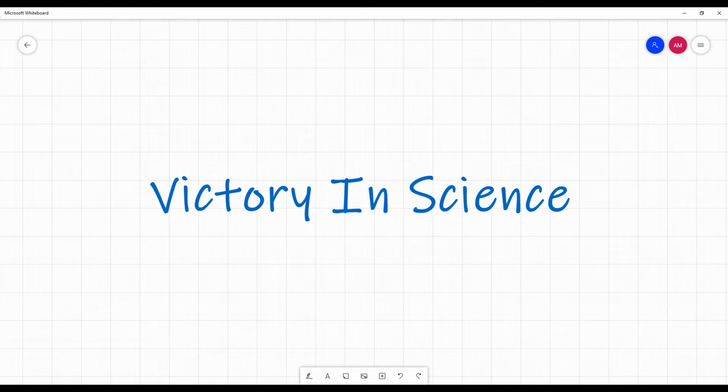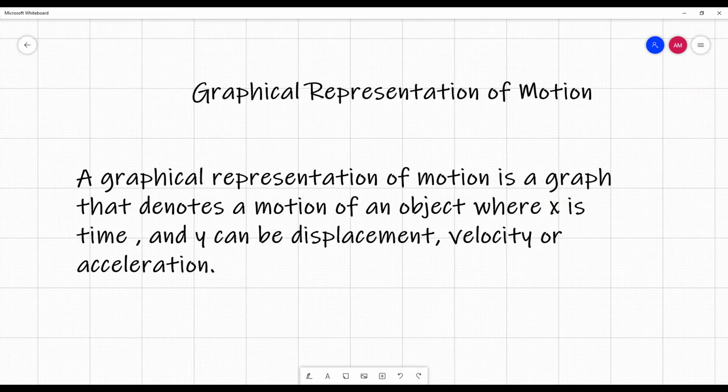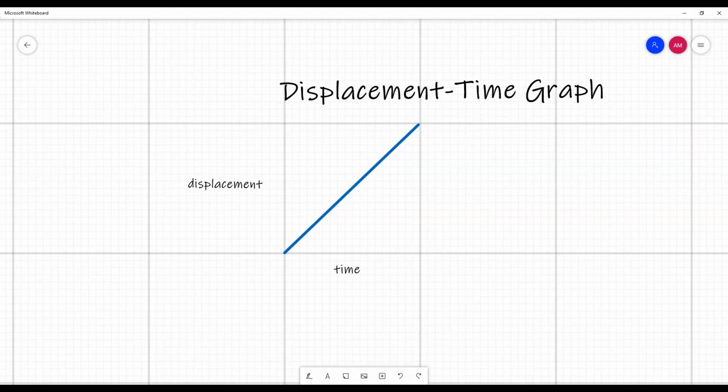A graphical representation of motion is a graph that denotes a motion of an object, where x is time and y can be displacement, velocity, or acceleration. Here, we have a displacement time graph. A displacement time graph indicates how an object is moving away from its point of origin per second. In other terms, it is called velocity.